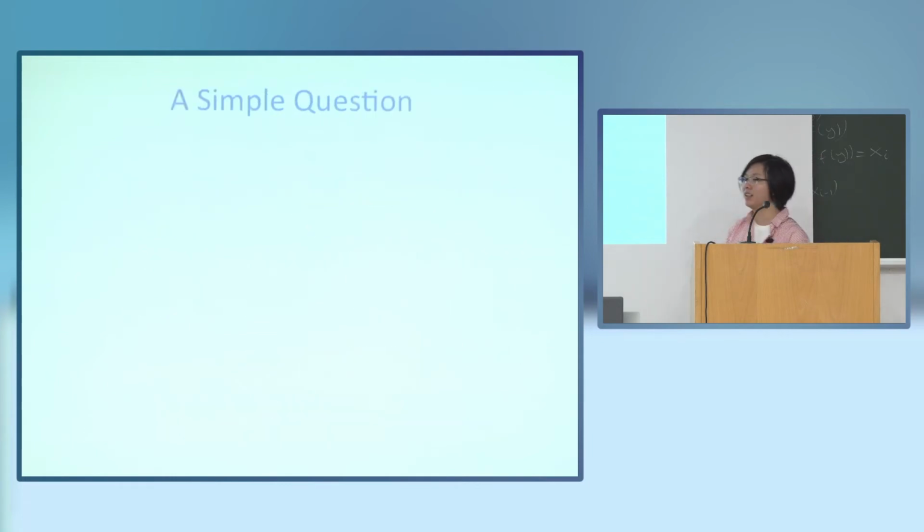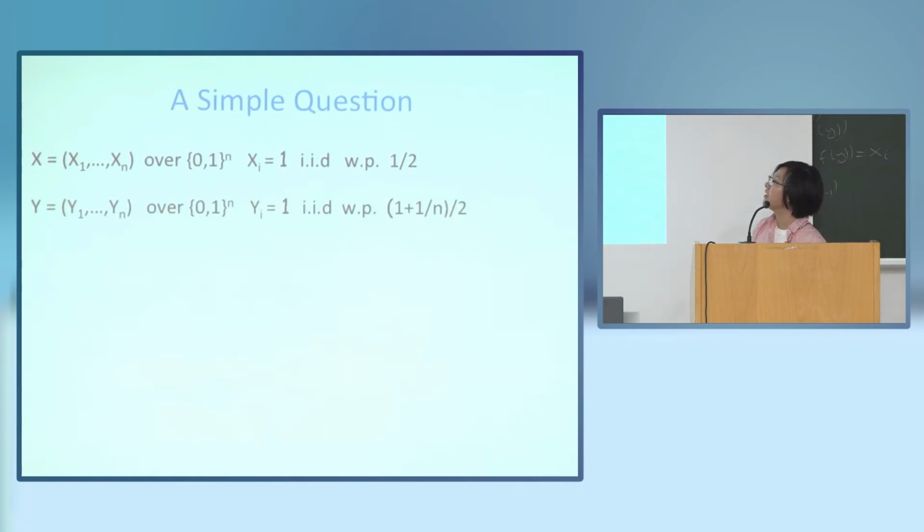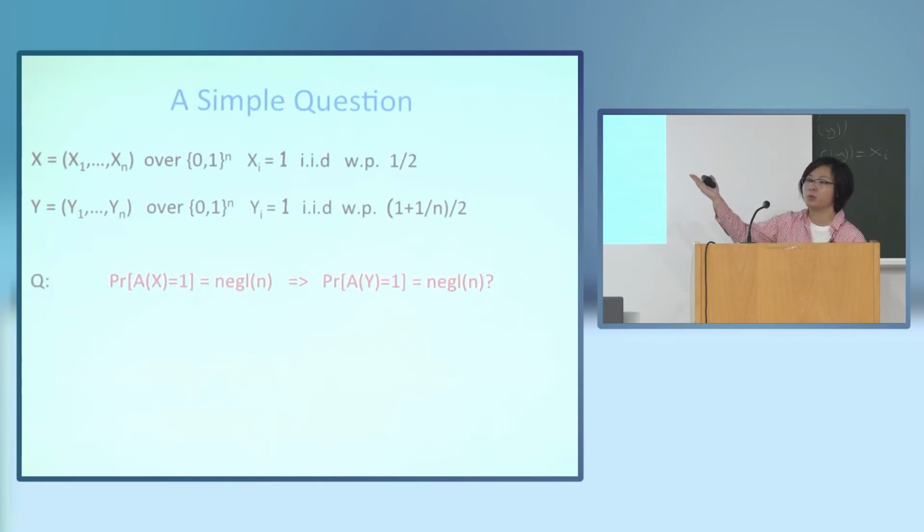Okay, so there's another very complicated problem. Question here. Suppose you have two distributions. Both of them are over n bit strings. One is the uniform string, where each bit is 1 with probability half, and another is slightly biased. Say the bias is 1 over n. Now the question is: if you can prove something is negligible under the first distribution, can you prove something is negligible for the second distribution?